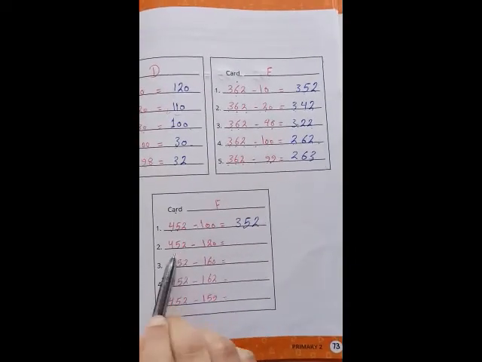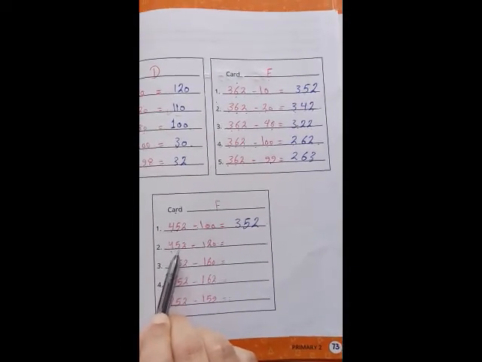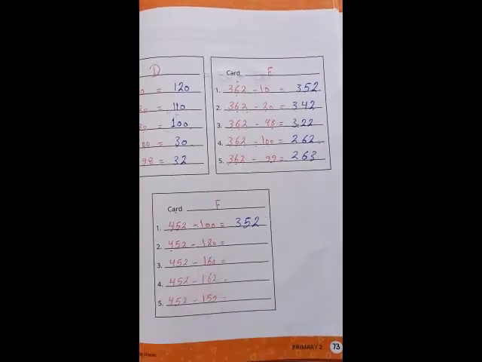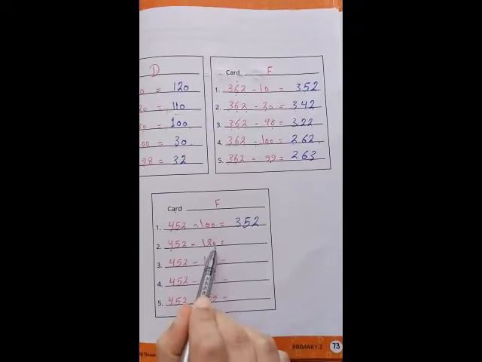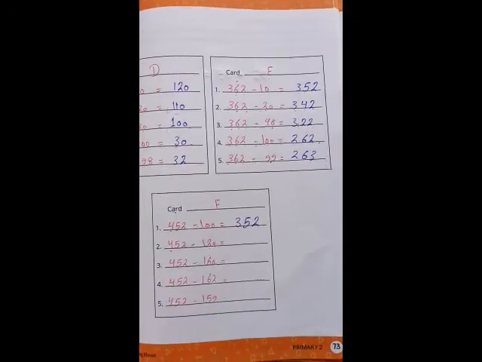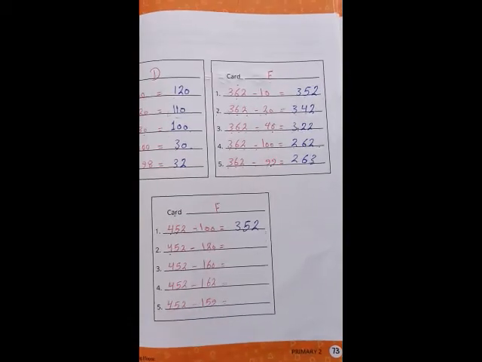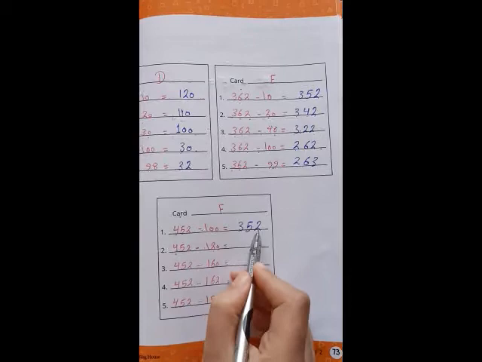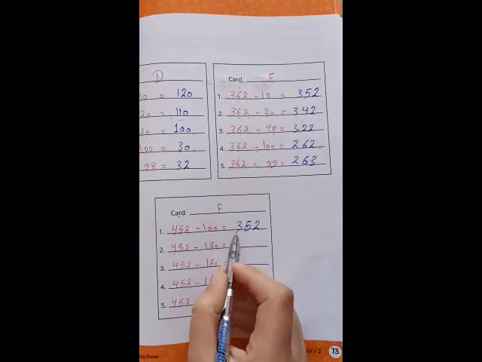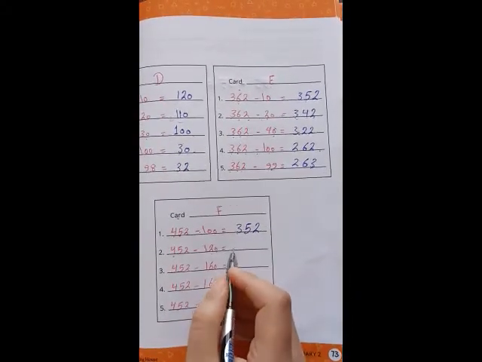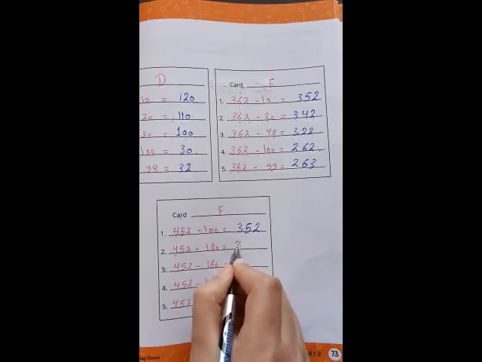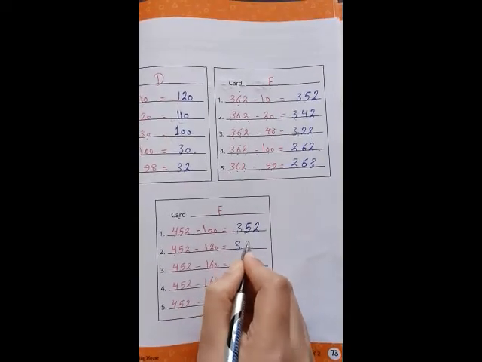Okay, here 452 minus 120. I will use this fact to solve it. Is 120 more than or less than 100? It's more than by 20. So my answer here is 352 minus 20. So I will subtract 20 from here. It will be 332.